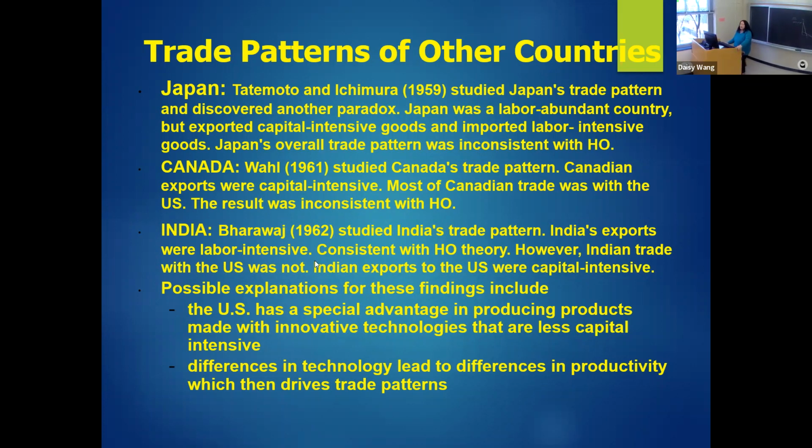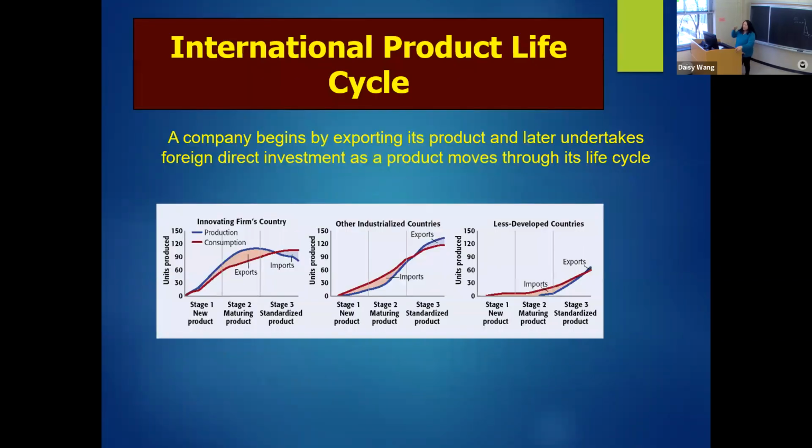And India, they export labor-intensive product. That's consistent with the HO theory, but when they trade with the US, they actually export to the US more capital-intensive product, like PCs and computers or software. So these are just some theories they look at, and then we have the product life cycle.